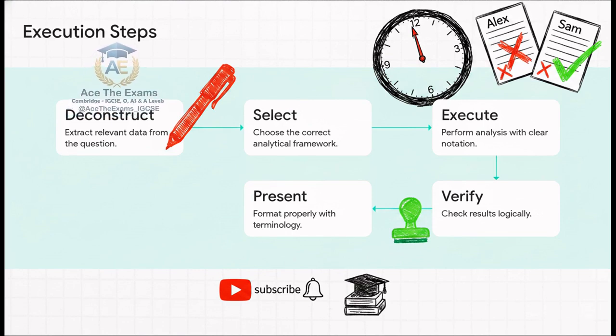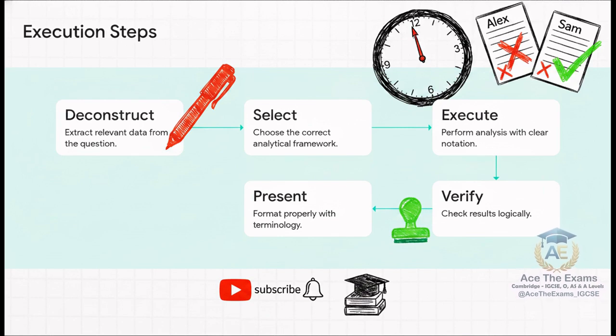Let's go back to our students, Alex and Sam. Once they apply this exact 5-step standardized sequence, everything changes. Step 1, deconstruct the question to extract relevant data. Step 2, select the framework, like our Peel method. Step 3, execute with clear notation. Step 4, verify results. Step 5, present using correct format.